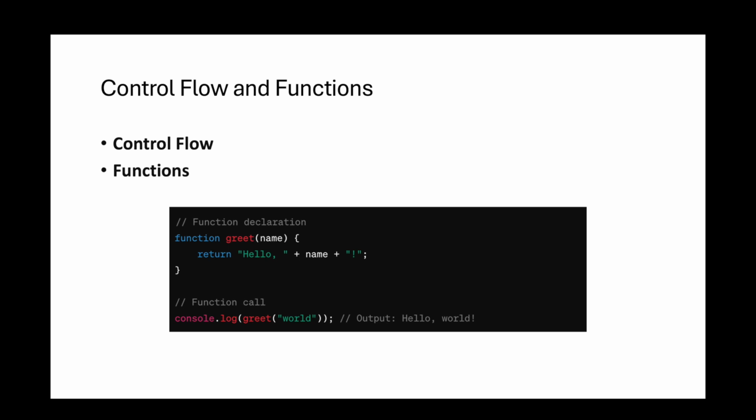Functions. Functions are reusable blocks of code that perform a specific task. They allow developers to encapsulate logic, promote code reusability, and improve code organization. Functions can be declared using the function keyword and can optionally accept parameters and return values.